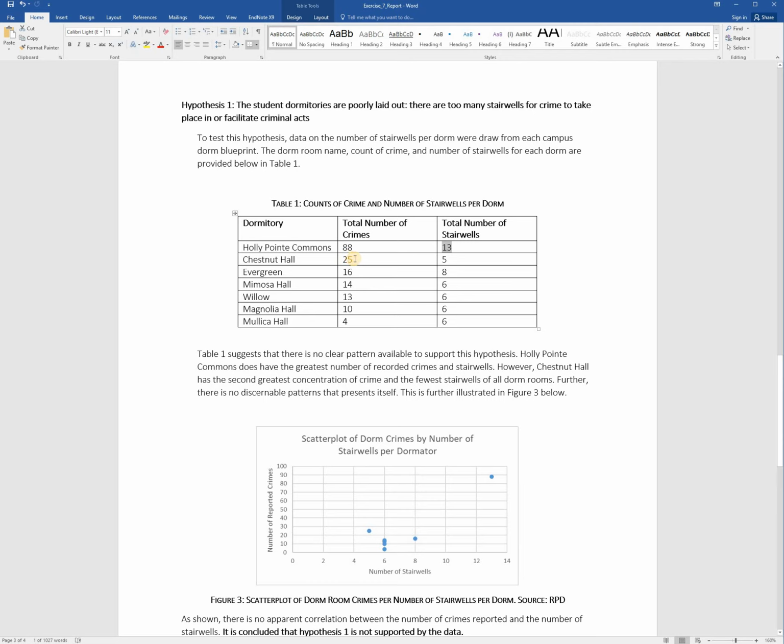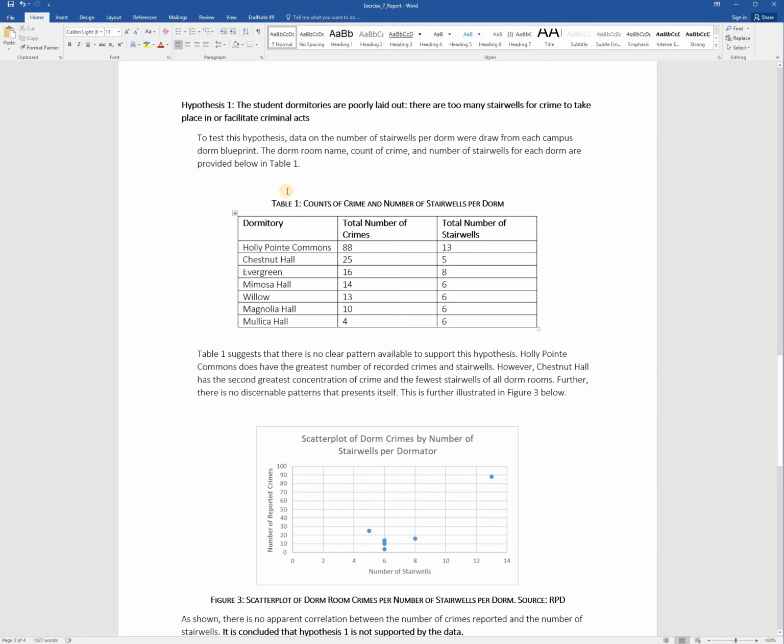However, if we look at the second dorm, Chestnut Hall, we've got 25 crimes, which is the second highest, but only 5 stairwells. In fact, that's a fewer number of stairwells than the other dorms. So our hypothesis is starting to fall apart at this point. And if we continue looking, we don't really find a clear connection between crime and stairwells per dorm.